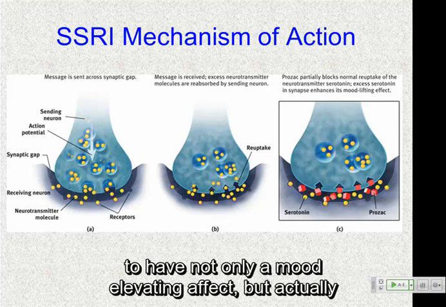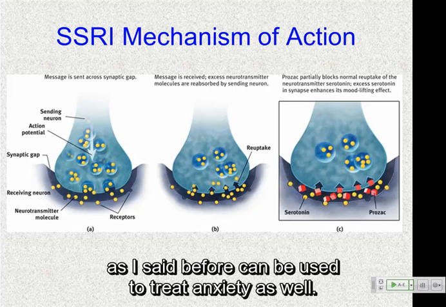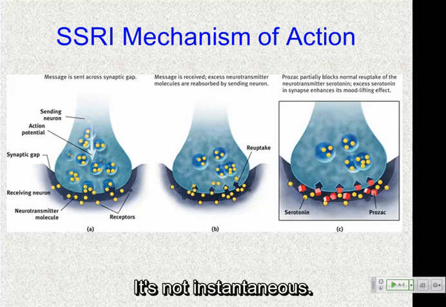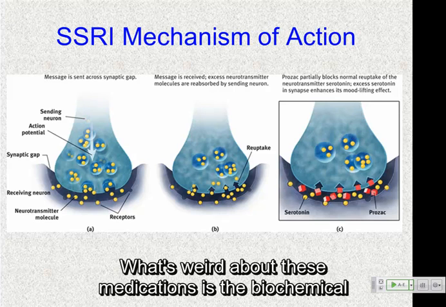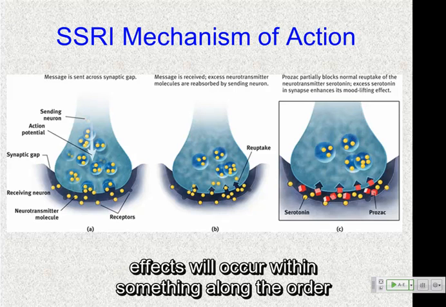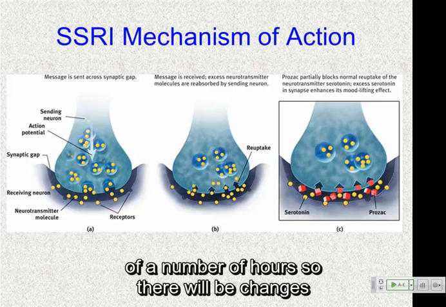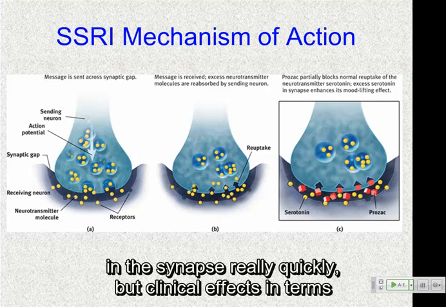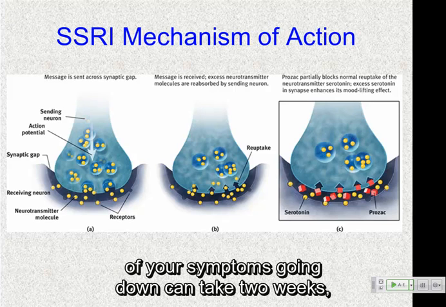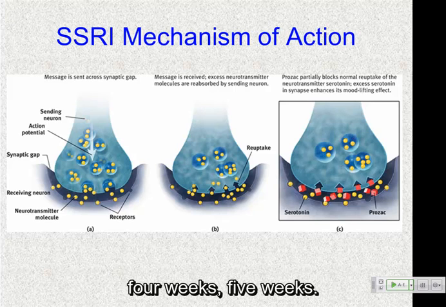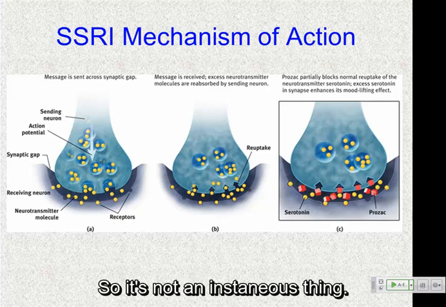It seems to have not only a mood elevating effect, but actually, as I said before, can be used to treat anxiety as well. It's not instantaneous. These are not happy pills. Okay? What's weird about these medications is the biochemical effects will occur within something along the order of a number of hours. So there'll be changes to the synapse really quickly. But clinical effects in terms of your symptoms going down can take 2 weeks, 4 weeks, 5 weeks. Okay? So it's not an instantaneous thing.